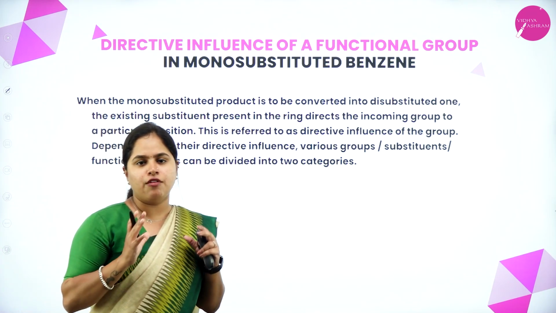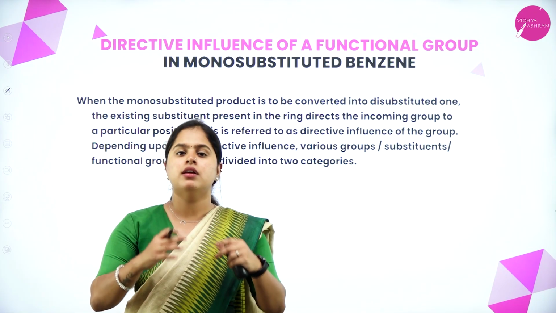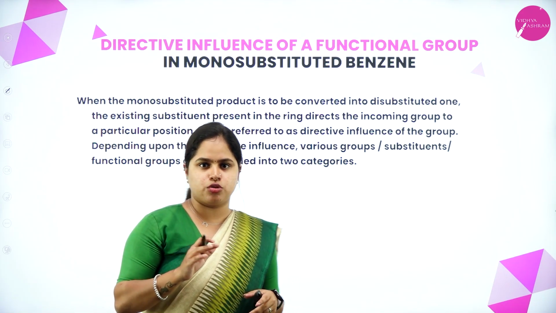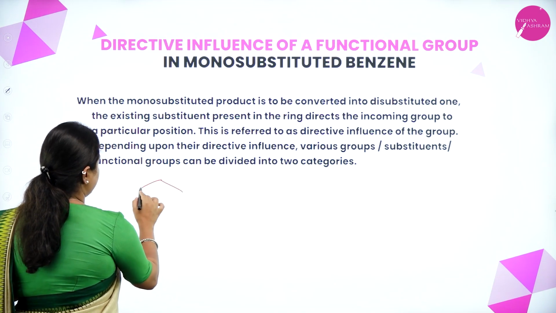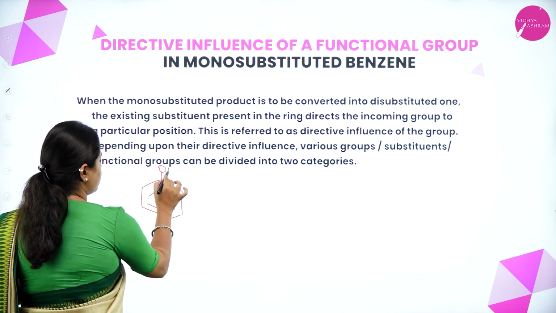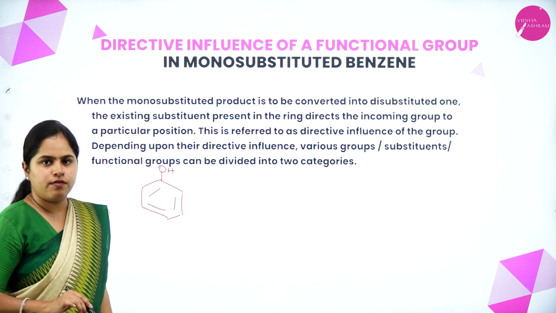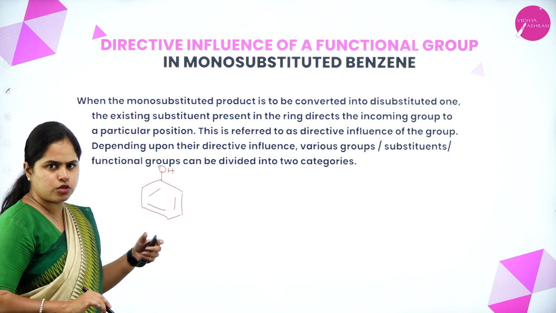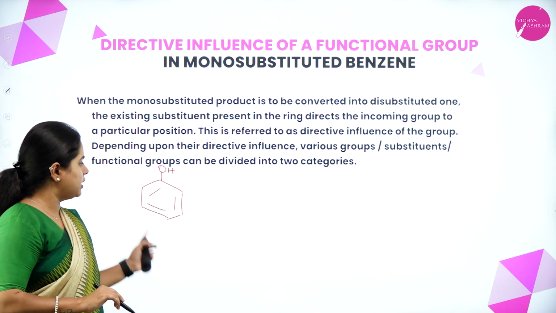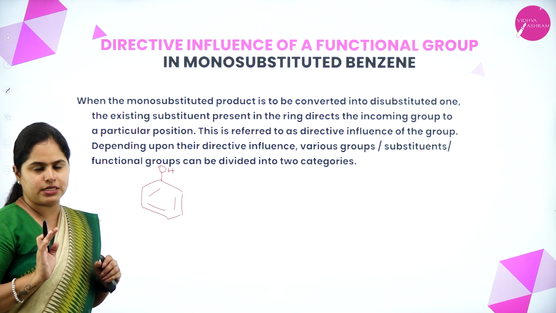If you have a benzene which is mono-substituted, that means it just has some group substituted on it. For example, let's take the example of phenol. That means on the benzene ring you have a hydroxy group, OH. This is mono-substituted. Why? Because it has only one substitution, one OH group here. Benzene is substituted by an OH group. So this is mono-substituted benzene.